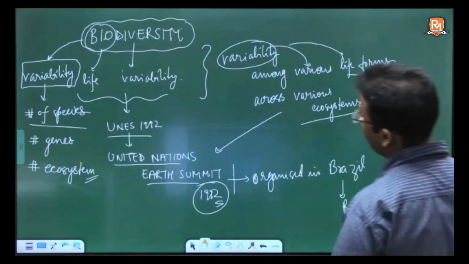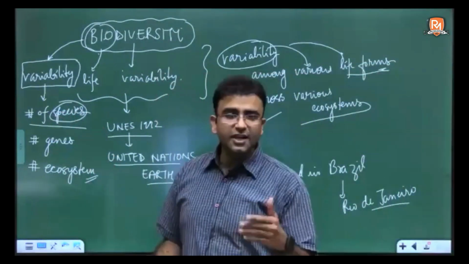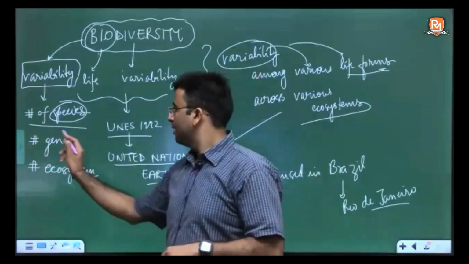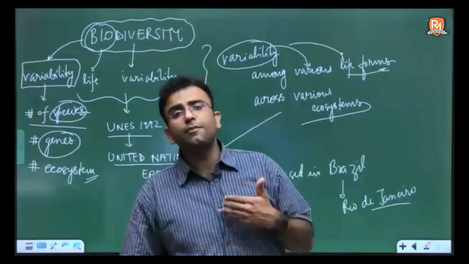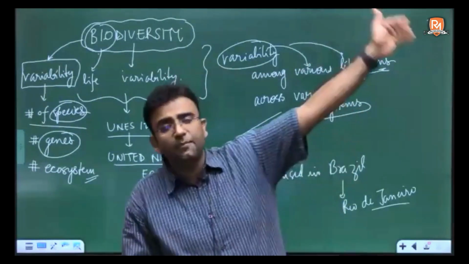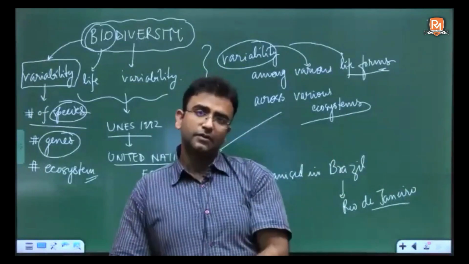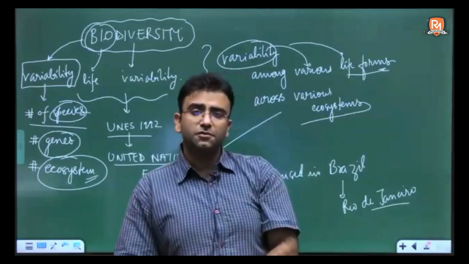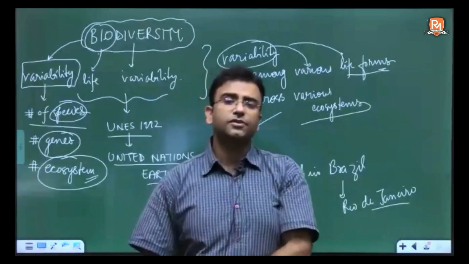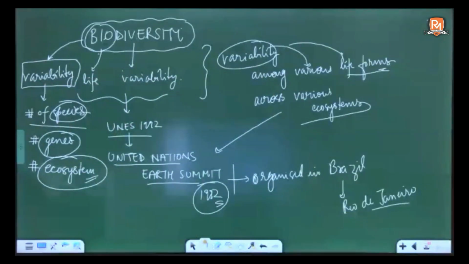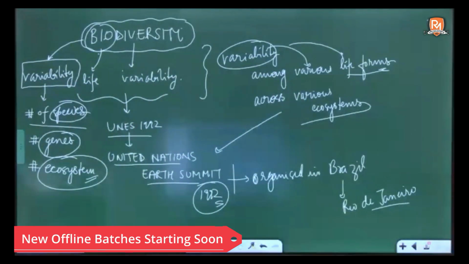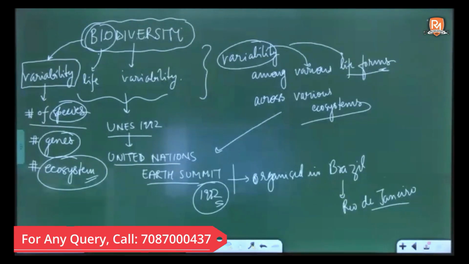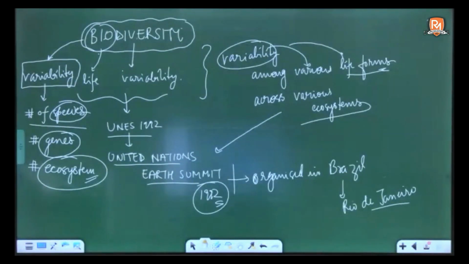This variability can be in terms of number of species. A region having more species than a region having fewer species, there is a difference in biodiversity. The number of genes in the makeup of the human being, of the chimpanzee, of the mouse, there is a difference. There may be variability across different ecosystems. So any kind of variability, be it at the level of genes, species, or ecosystem, is known as biodiversity.